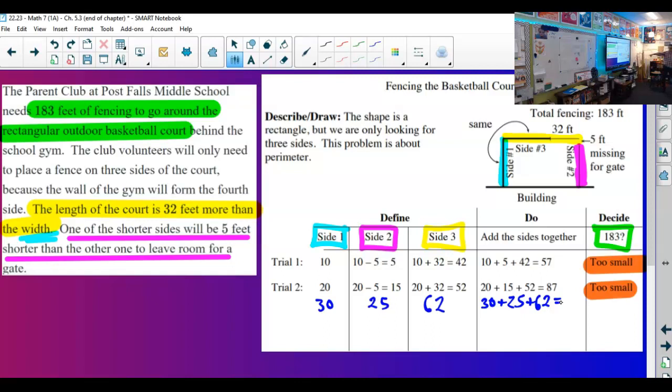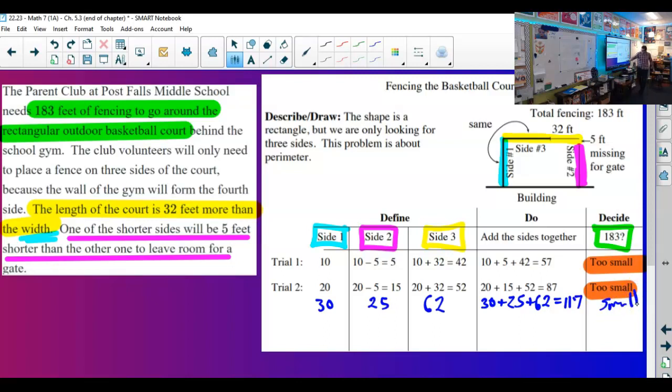Did you try this, Lakin? We have to decide if this is right or not. I think it's too small. 30 is too small, 117. So 117. Are we too small, too big, or just right? Too small.